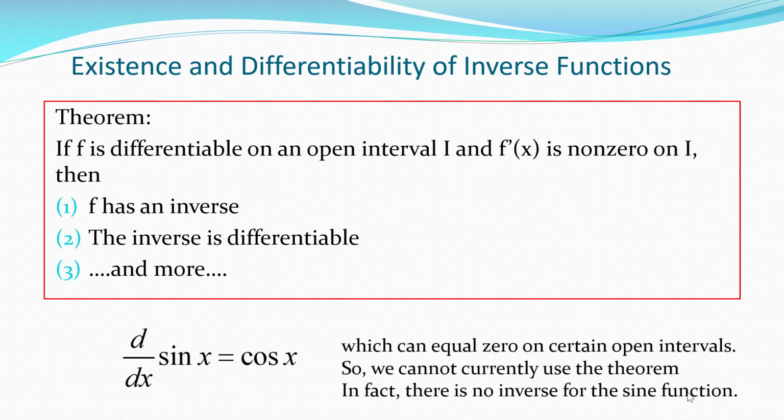Now, in particular, the derivative of sine of x is the cosine of x, but the cosine of x on different open intervals it can be zero. And in fact, the sine of x we know doesn't actually have an inverse function, because if you graph the sine of x, it does not pass the horizontal line test. So what we need to do is to change the sine of x, the evaluation, in some way.